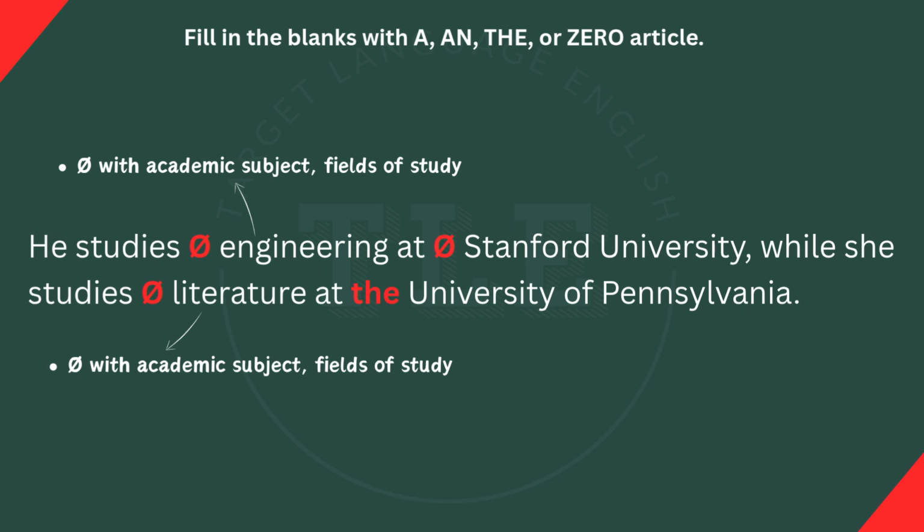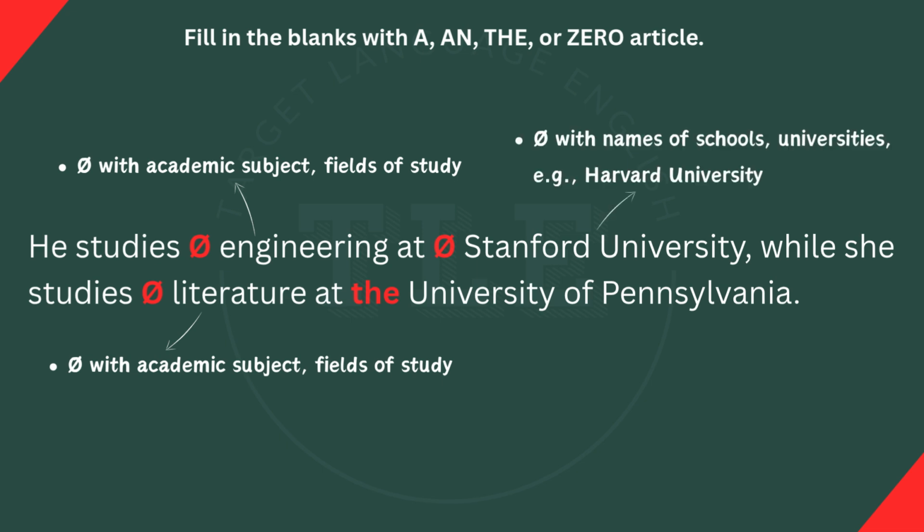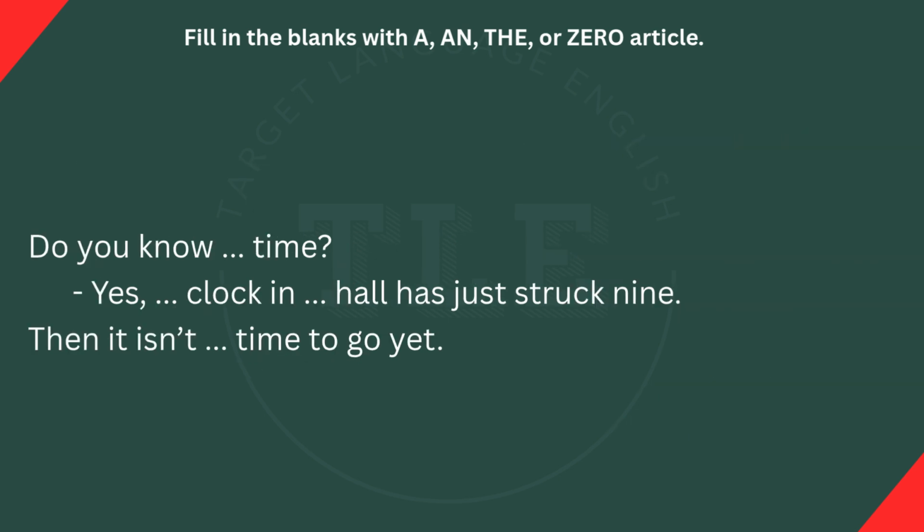Zero article with engineering and literature because names of academic subjects or fields of study take no article when used in a general sense. Zero article with names of schools and universities. Stanford University, no article. But if the word of is in the name, we use the definite article. The University of Pennsylvania.